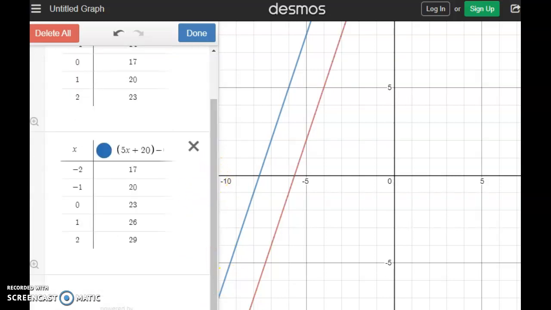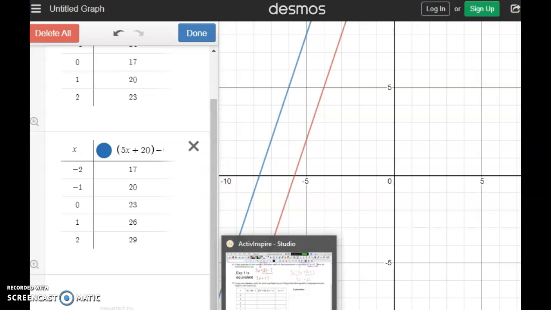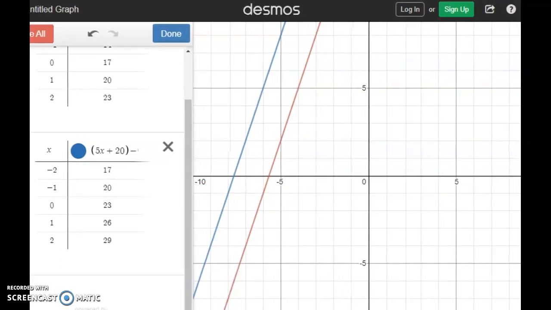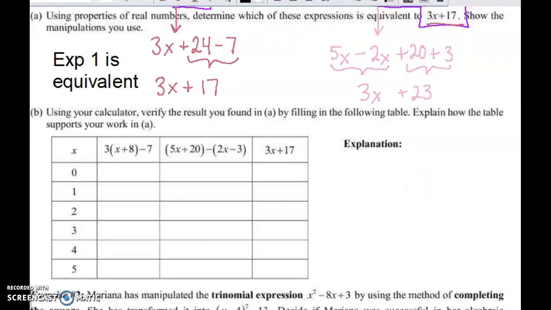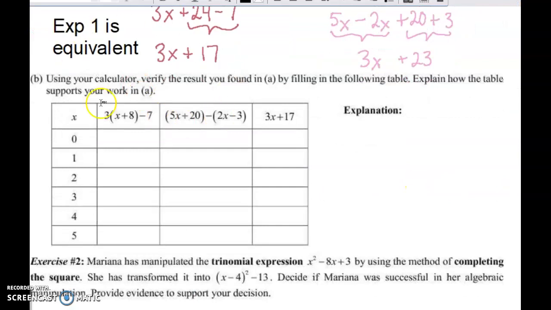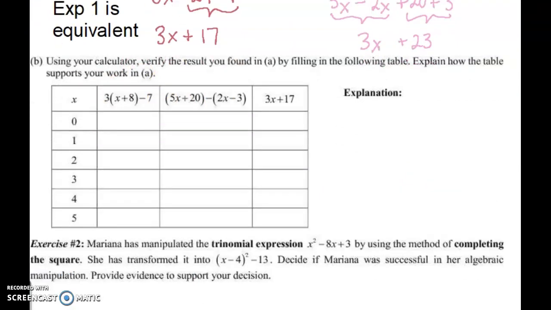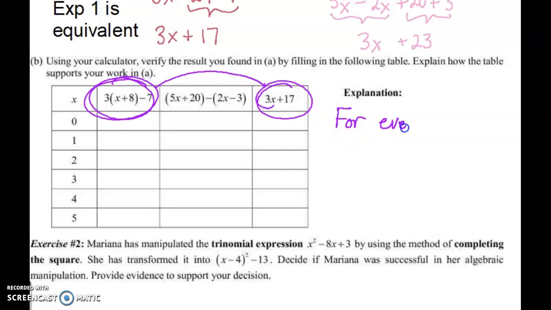Oops, I just deleted it. But the point that I was trying to get at, I'm not going to retype it, is you can use Desmos to show, here, I'll just write it this way. I'll just use purple. That this and this had the same y values for every x value. The y values were the same.